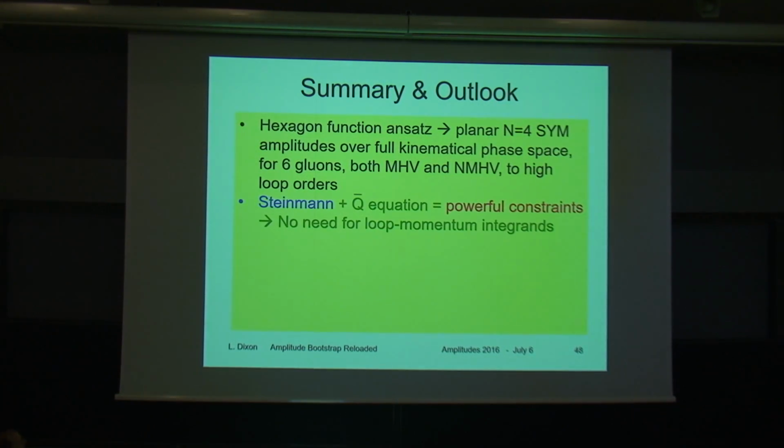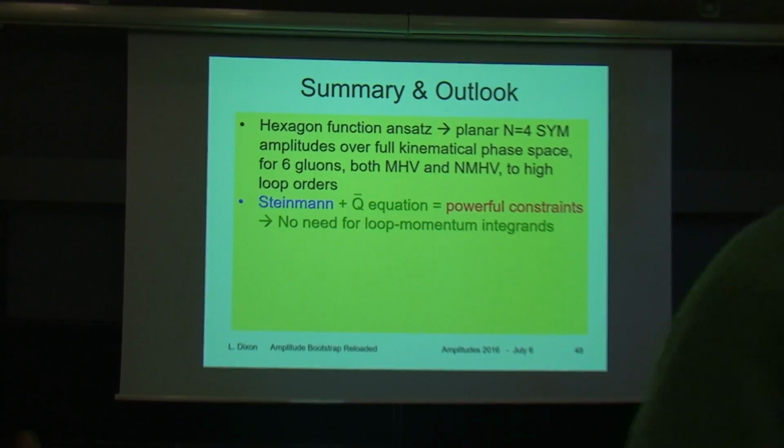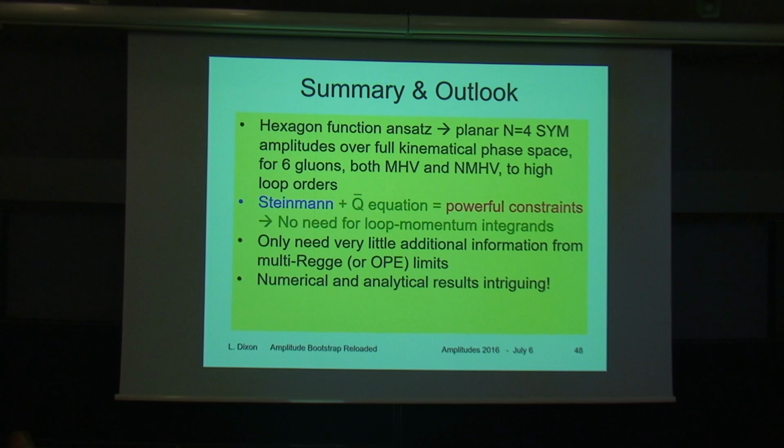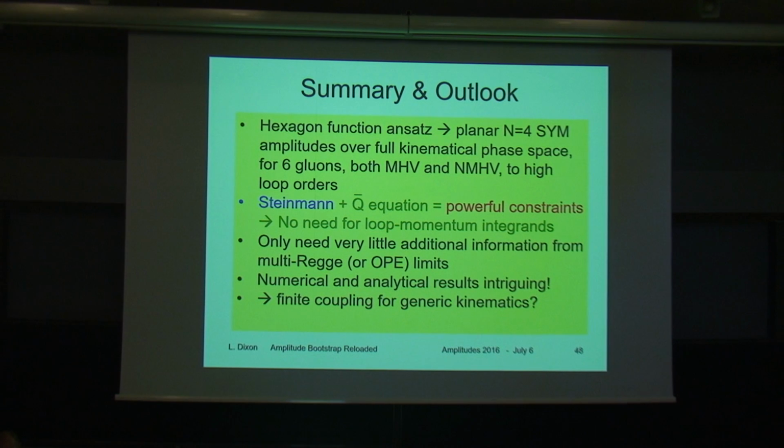In summary, this hexagon function ansatz, when supercharged by the Steinmann conditions, gives a very effective way to determine 6 gluon amplitudes and eventually probably higher point amplitudes over the full kinematical phase space. We need very little information from the outside, and perhaps that suggests that there will be some way to extend these results to finite coupling for generic kinematics, although there's still a long way to go, as well as trying to better apply some of these equations to other theories, such as QCD. I should stop there. Thanks for your attention.